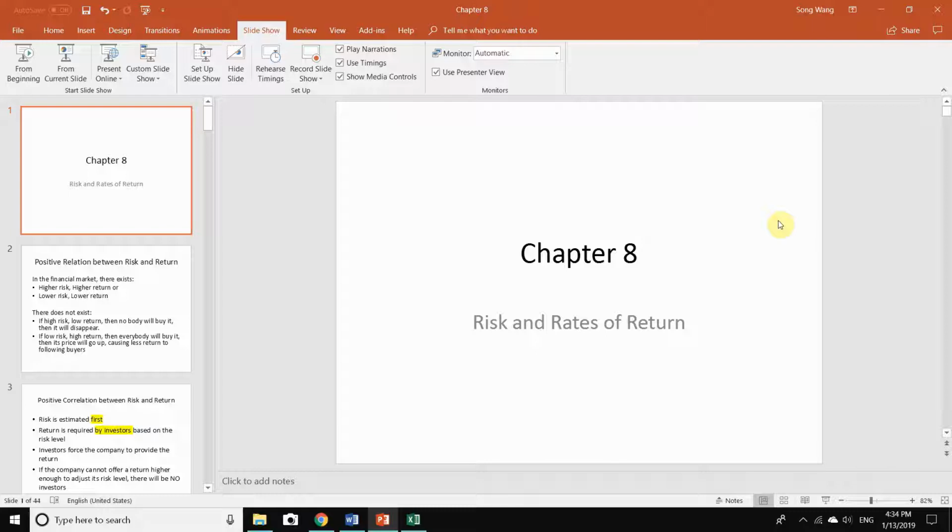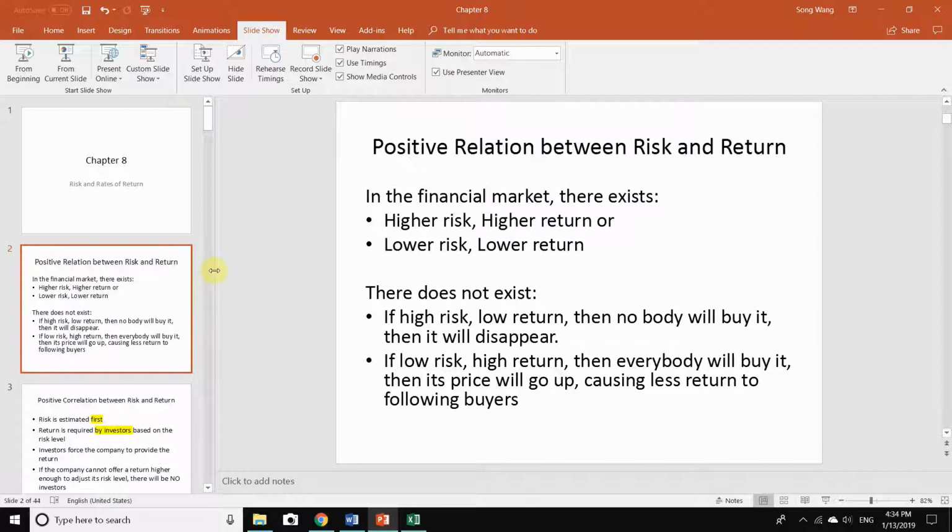In chapter 8, we're going to discuss risk and return and how exactly we measure risk and return. First of all, you should know there's always a positive relationship between risk and return in a healthy financial market. So, if there's a higher risk for any kind of investment, then the investor would require higher return, and the company would pay higher return. And if the investment, for example, like treasury bills, is a very low risk, then the return will not be high either. So there's a positive relationship between risk and return.